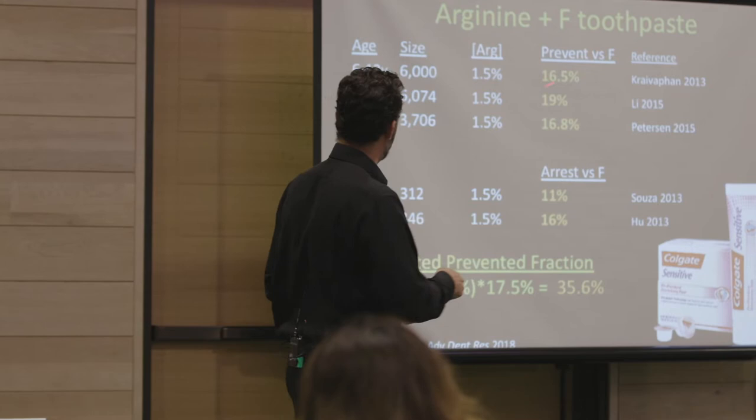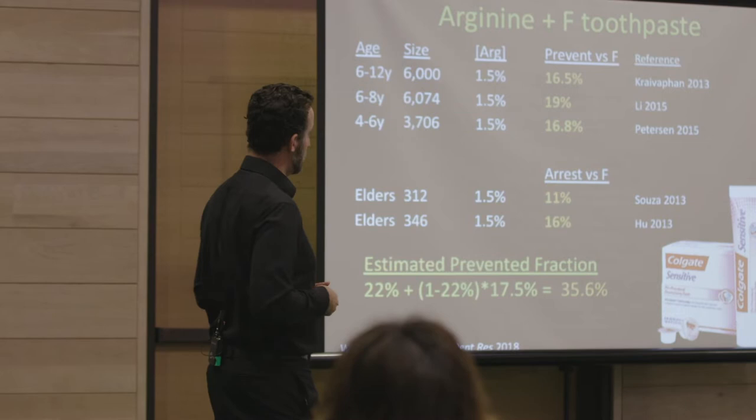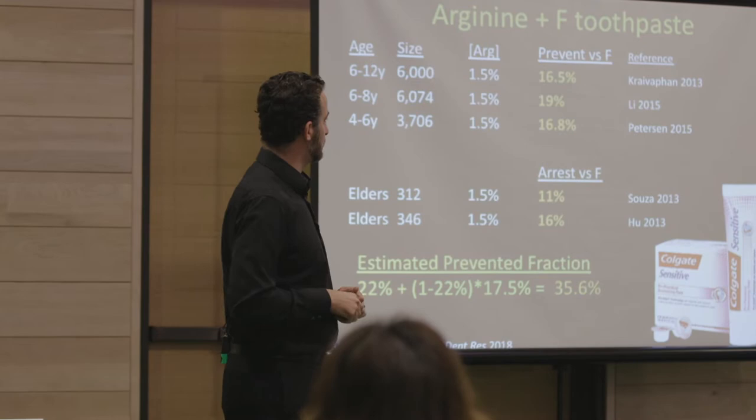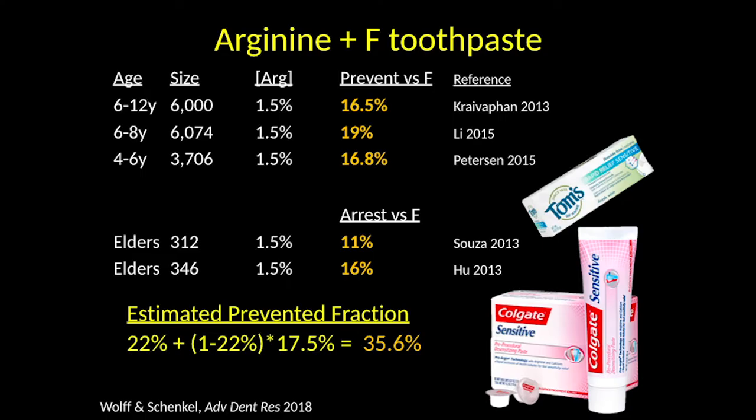And so this has been done in studies with 3,700 patients, kind of school-age kids, kindergarten-age kids. And we see right around 17% less cavities if you take a fluoride toothpaste and put some arginine into it. So fluoride toothpaste normally versus fluoride toothpaste with arginine. This has been replicated in studies in older adults, 300 older adults in each of these studies. And we have kind of around that same number.